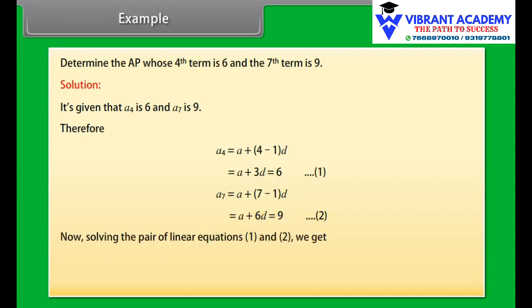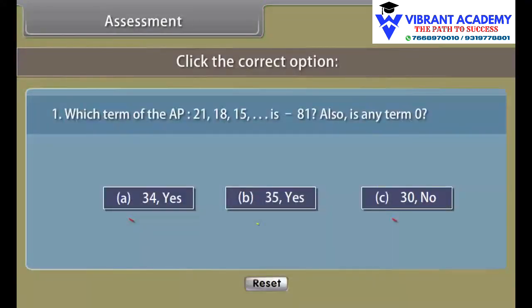Now solving the pair of linear equations 1 and 2, we get a is equal to 3 and d is equal to 1. Hence, the required AP is 3, 4, 5, 6, 7, and so on.